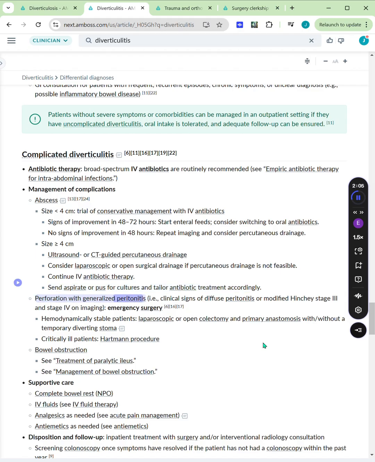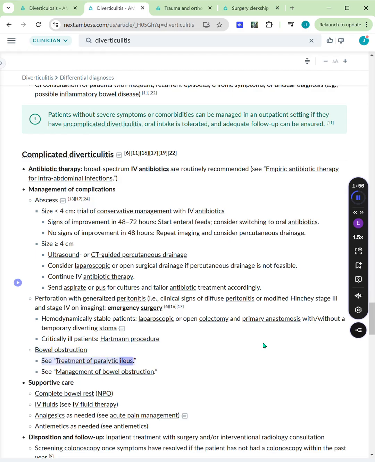Perforation with generalized peritonitis, i.e., clinical signs of diffuse peritonitis or modified Hinchey stage 3 and stage 4 on imaging: emergency surgery. Hemodynamically stable patients: laparoscopic or open colectomy and primary anastomosis without a temporary diverting stoma. Critically ill patients: Hartmann procedure.